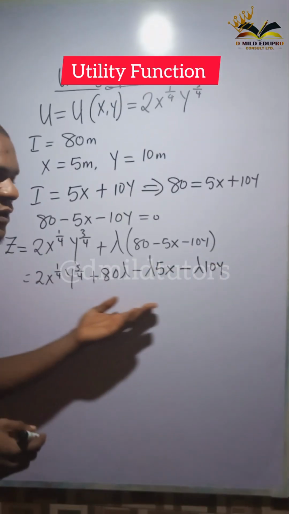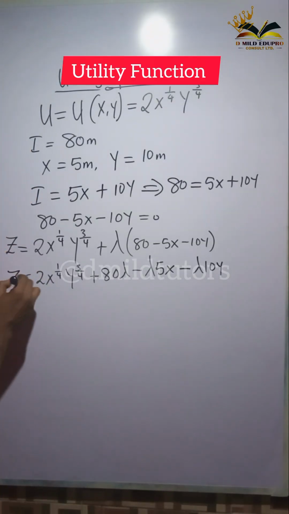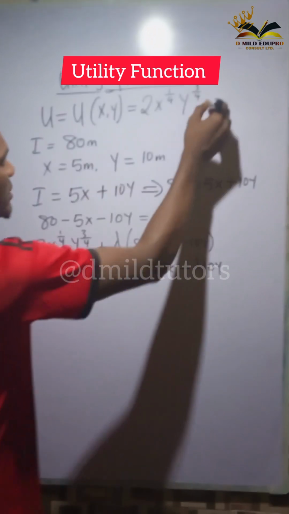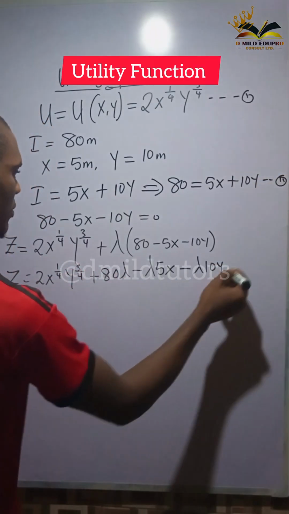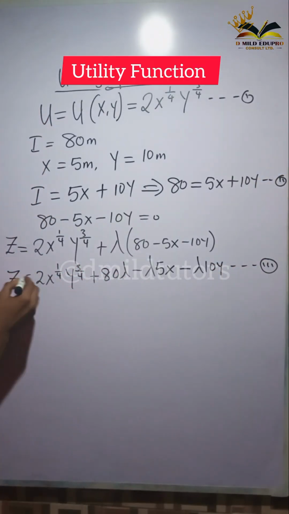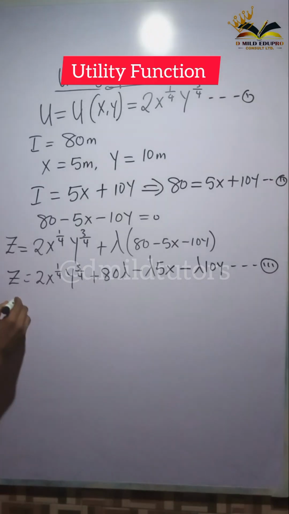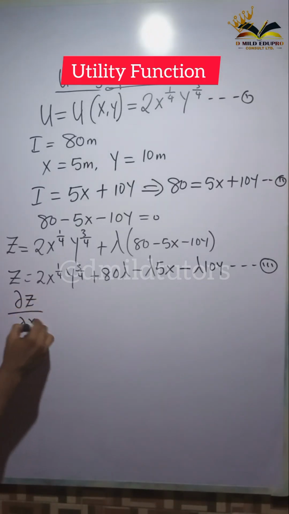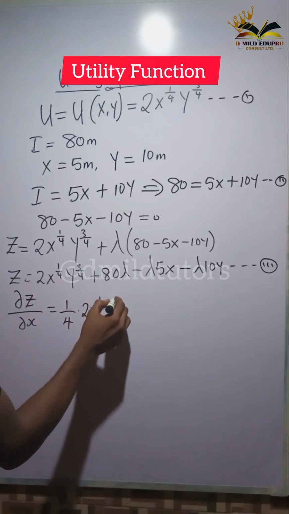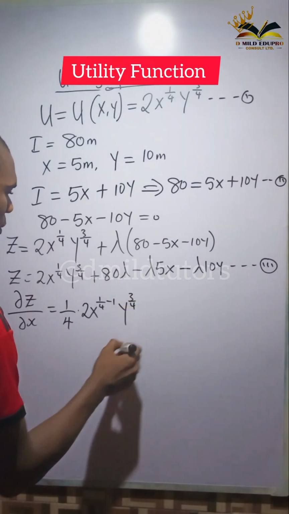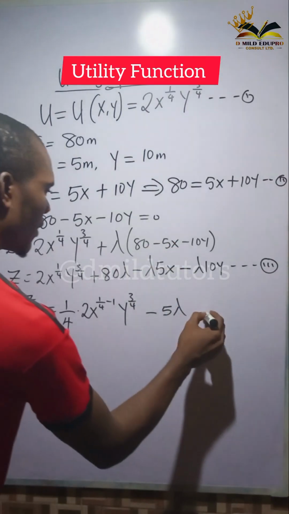Once you've got into this phase, the next thing is you now find the derivative of this z here. We can label it as equation 1, label this as equation 2, and this equation 3. So we'll differentiate with respect to x, then also with respect to y. So we differentiate z with respect to x. This becomes 1/4 times 2x^(1/4 minus 1), then y^(3/4). This is 0, then this becomes minus 5 lambda equals 0.